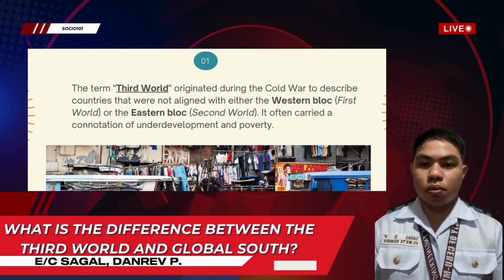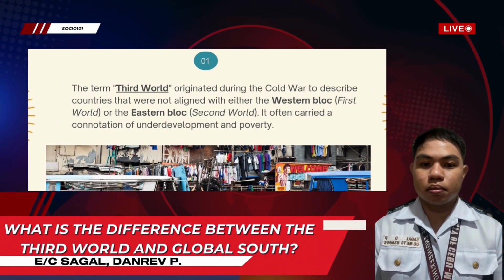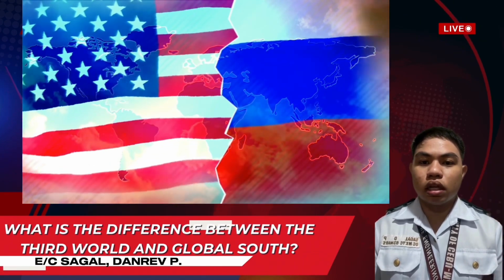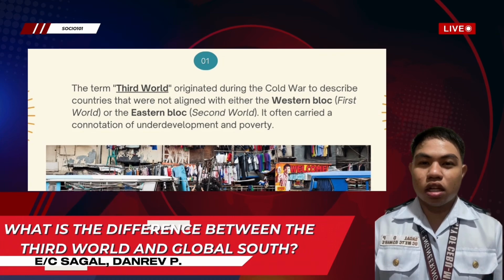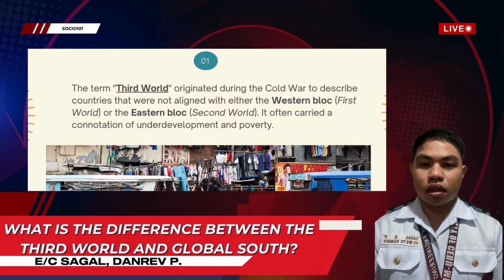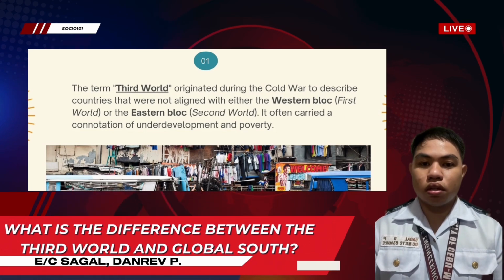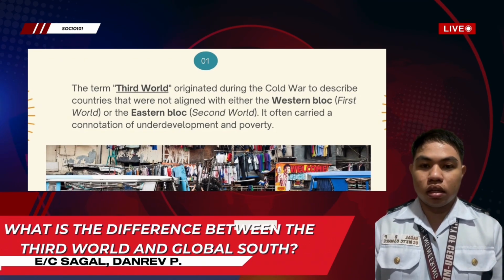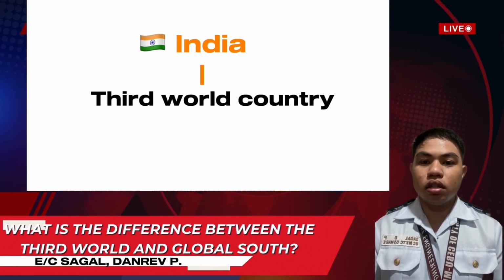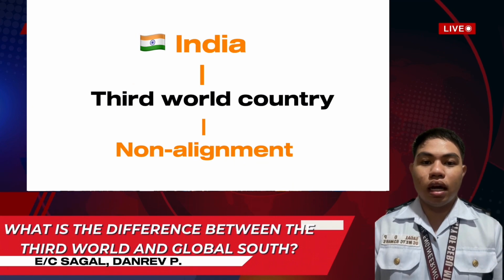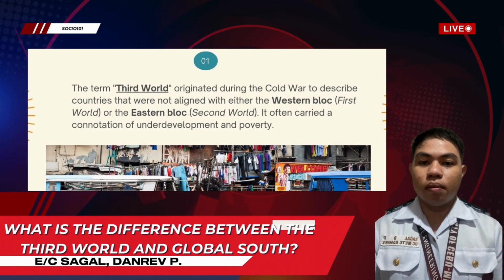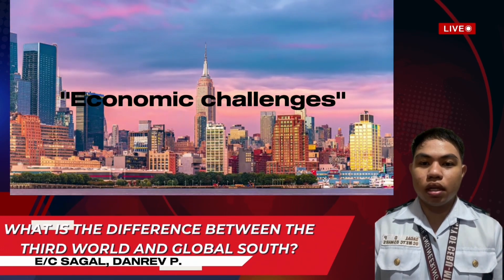What is the difference between the Third World and Global South? Third World. The term Third World originated during the Cold War to describe countries that were not aligned with either the Western Bloc or the Eastern Bloc. It often carried a connotation of underdevelopment and poverty. For example, during the Cold War, India was considered a third world country due to its non-alignment with either superbloc. The term often implied underdevelopment and economic challenges.